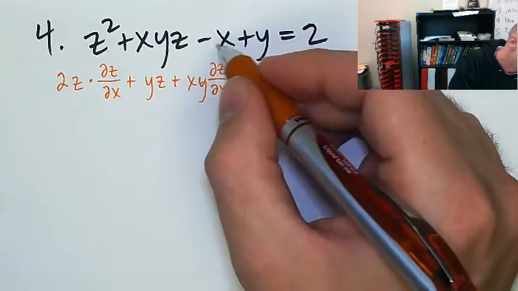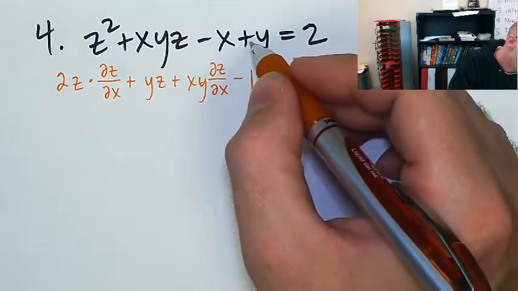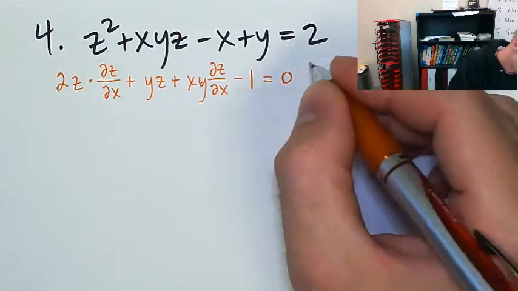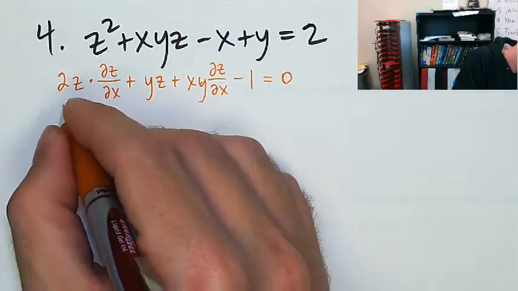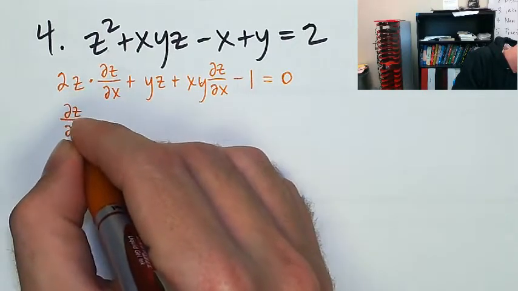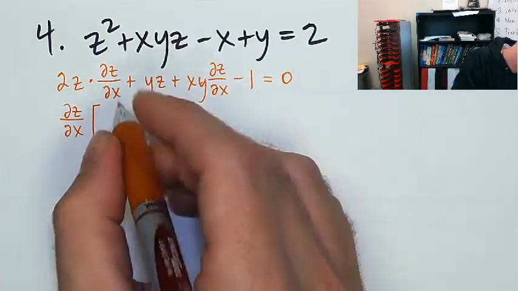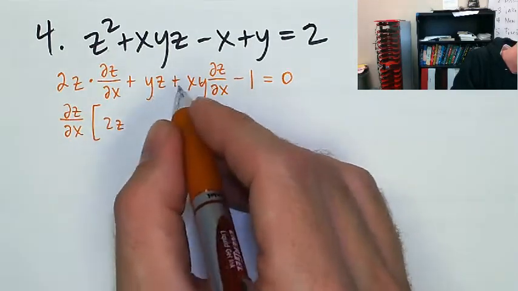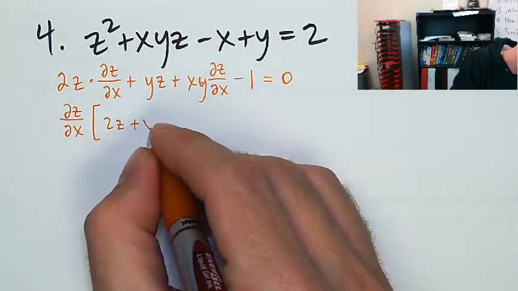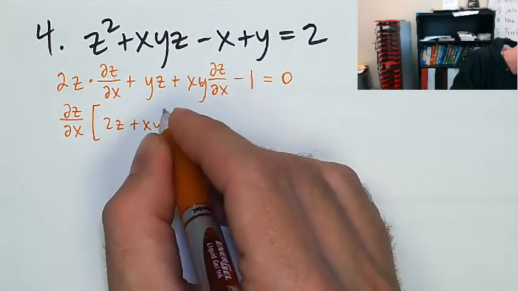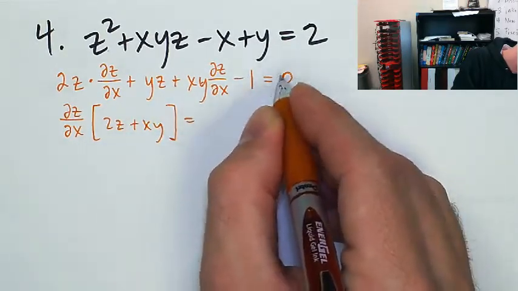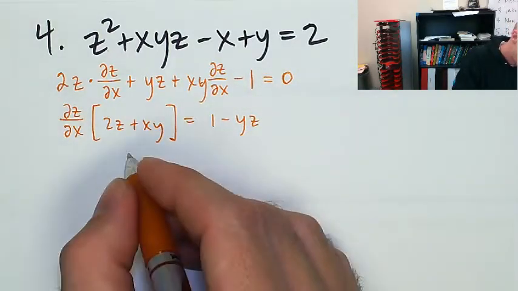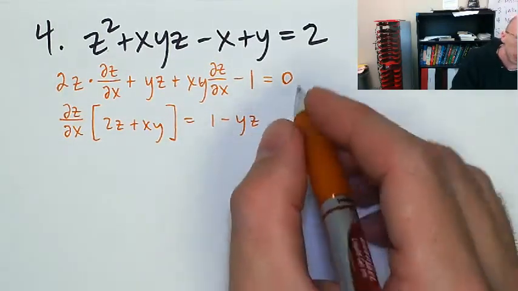Minus 1, because the derivative of x with respect to x is 1, plus, okay, the derivative of that is 0. And the derivative of 2 is also 0. Then, just like last time, I'm going to collect all the things that have what I want to one side of the equation and factor it out. 2z plus xy, and that's equal to 1 minus yz. And then I can solve for dz dx.